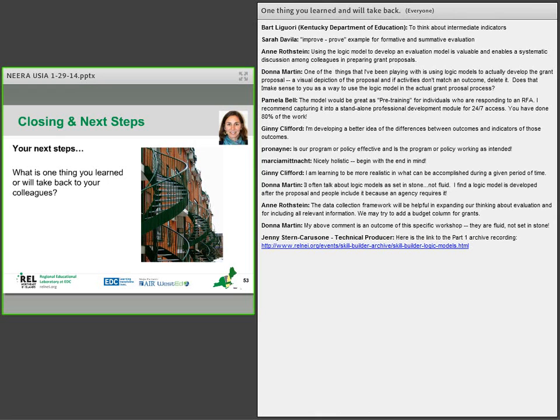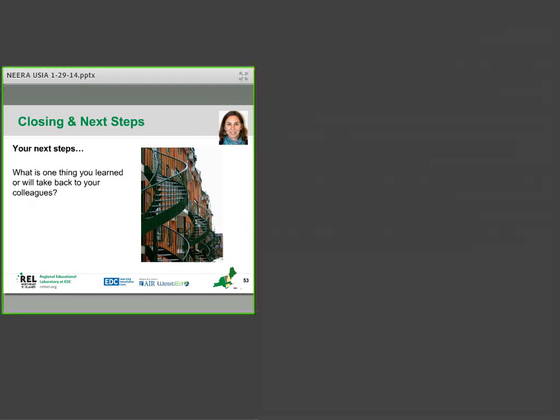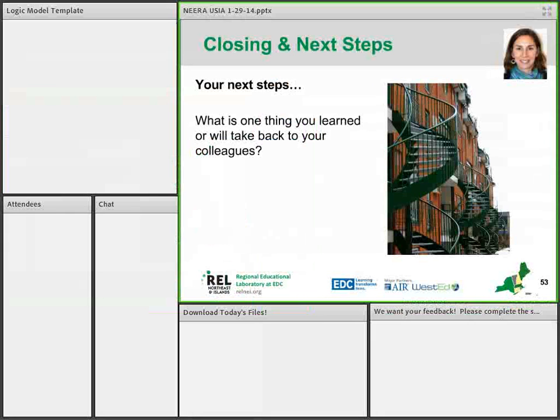Donna was saying I often talk about logic models that way, so I'm glad that this workshop is helping to reiterate that. And Jenny is putting in a link to the archive recording so folks can revisit that. With that, these are very helpful. We'll be recording these and thinking about this feedback as we make revisions to this workshop to deliver it again.